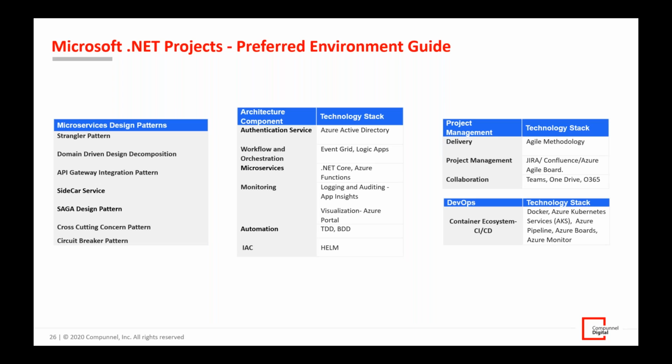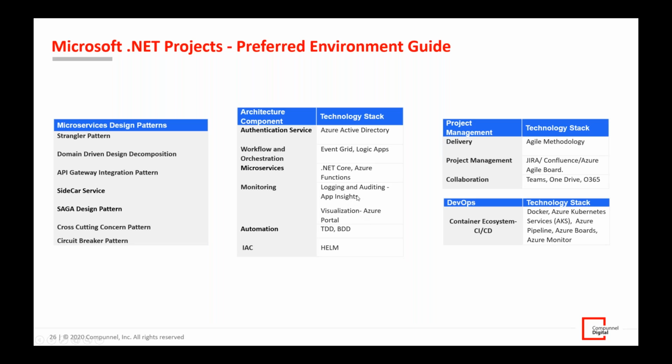Coming back to the architecture components, we talked about how Azure can help you do all that which you are planning to develop in-house, or maybe trying to develop custom. For authentication services, you can use Azure Active Directory. For workflow and orchestration, you can use Event Grid and Logic Apps. For microservices, .NET Core and Azure Functions. For monitoring, you can always use App Insights. For visualization, the Azure Portal is there.